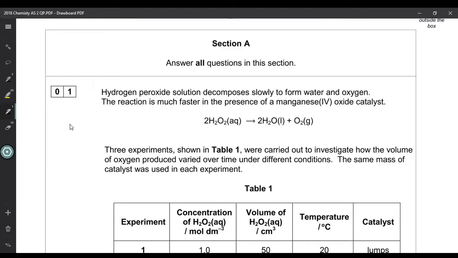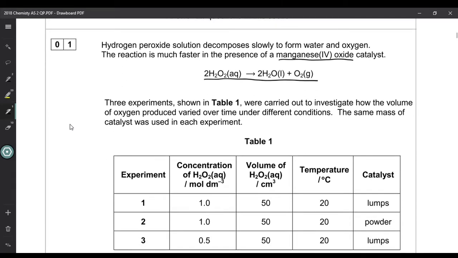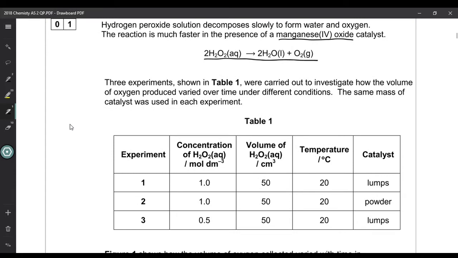Question 1 is about hydrogen peroxide decomposition. So we're given the equation here, and we're told that it's carried out in the presence of a catalyst, in this instance manganese oxide. So there's 3 experiments which were carried out, shown in figure 1. They were carried out to investigate how the volume of oxygen produced varied over time under different conditions.